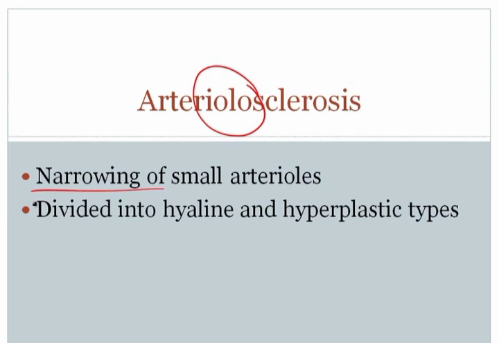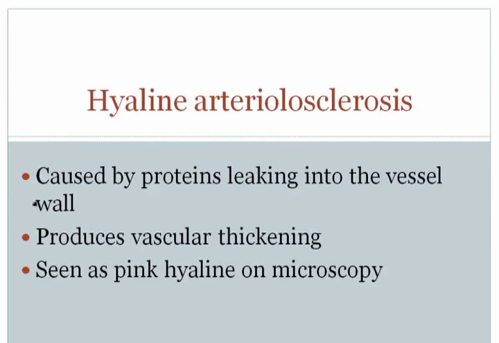Arteriolosclerosis comes in two flavors. Number one, hyaline arteriolosclerosis, and number two, hyperplastic. In hyaline arteriolosclerosis, you get proteins leaking into the vessel wall. This produces vascular thickening, and you see it on microscopy as pink hyaline within the blood vessel.